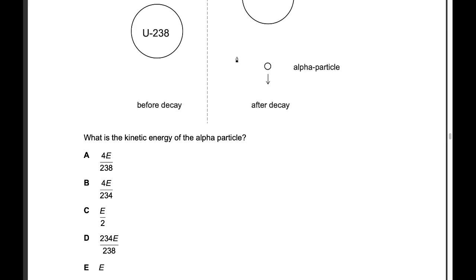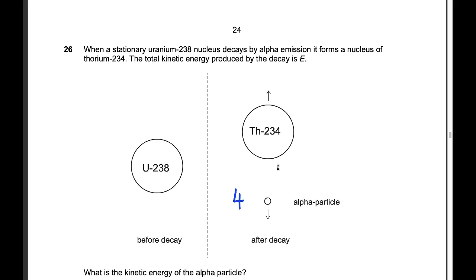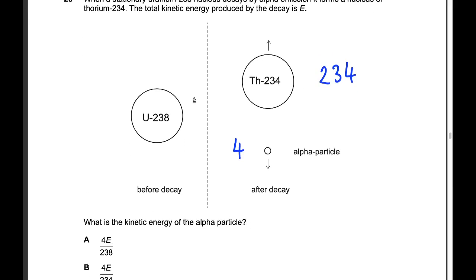So the alpha particle has a mass of 4, and let's use units of atomic mass units. Okay, so we can just say that this is 4 mass and this is 234. That's the mass of this one. Okay, so we know because we started with no momentum here, nothing is moving, no momentum on the before side, we must have no total momentum on the other side, on the after side.